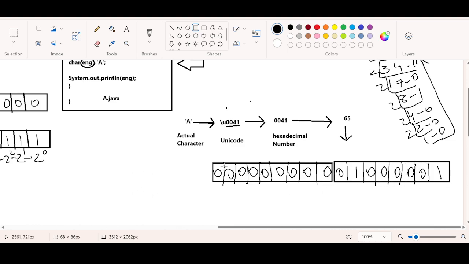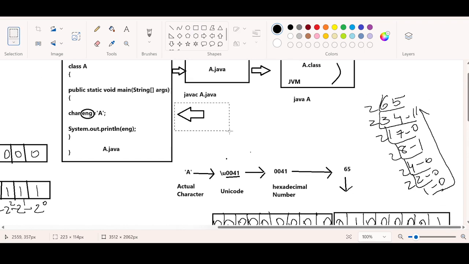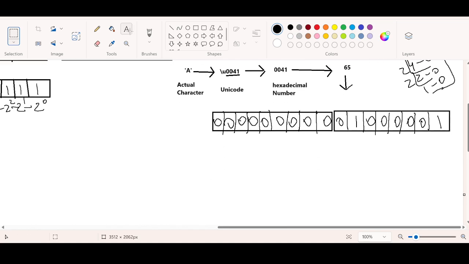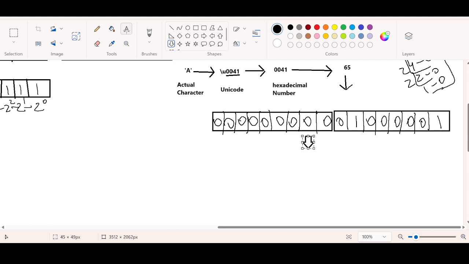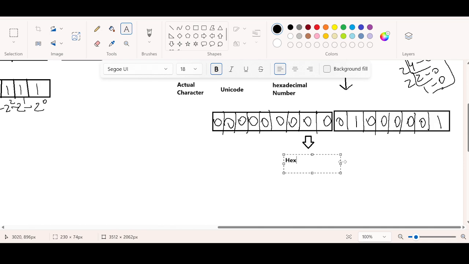Okay, storage has happened. The next thing you are doing is accessing it. While accessing it, this binary number will get converted to the hexadecimal number. This hexadecimal number will be mapped to the respective Unicode, and it is going to extract the actual character from the Unicode. This is the extraction process.